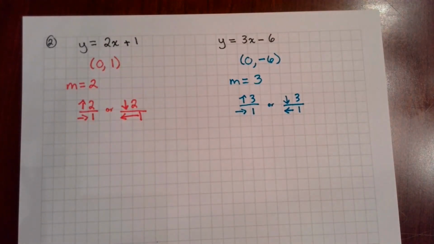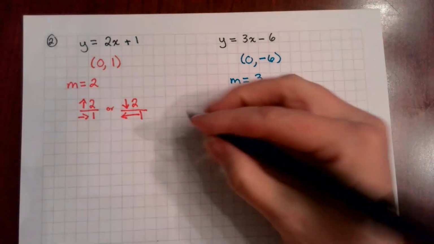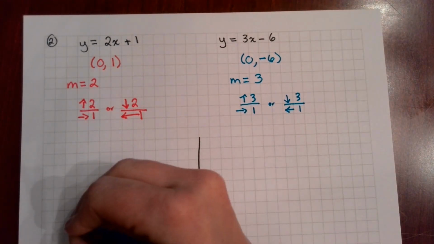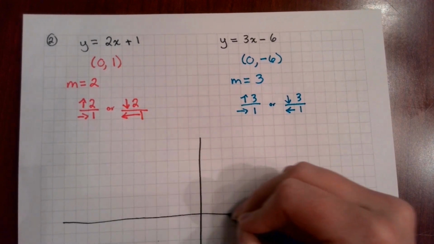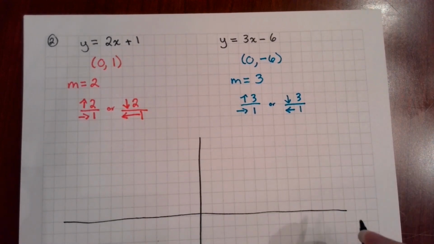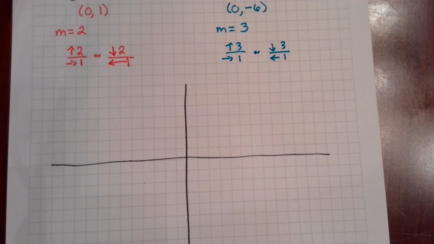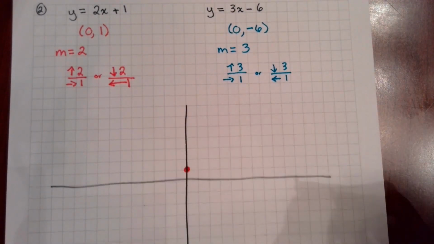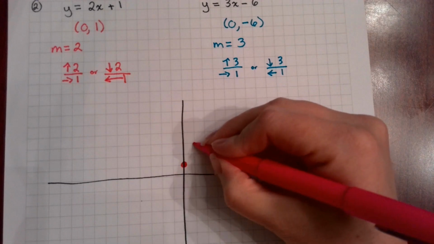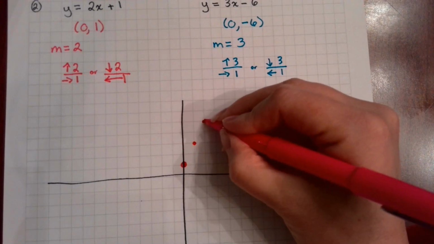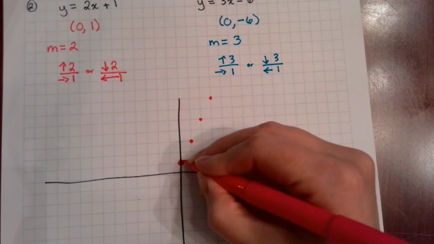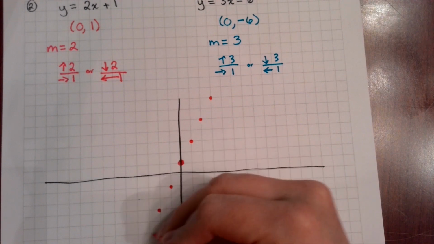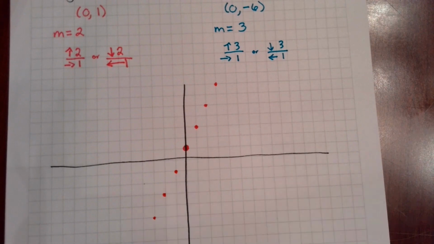Okay, let's get that graphed. Draw a quick grid. Okay, for my first one, (0, 1) is the y-intercept, and I'm going to go up 2 to the right 1, up 2, right 1, up 2, right 1, or down 2, left 1, down 2, left 1, down 2, left 1. Okay, and it's going to continue in that pattern.